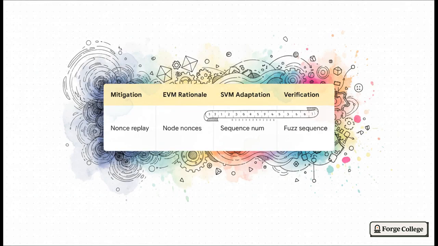Checking the next row for nonce replay. The EVM rationale is node-enforced nonces. The adaptation is creating an explicit sequence inside the program. And for verification, fuzz test randomized sequence. Fuzz testing is so incredibly critical here to ensure your invariants actually hold up under reordered submissions in the SVM. It's the only way to thoroughly simulate that environmental divergence.